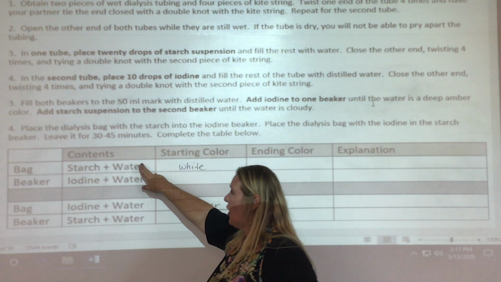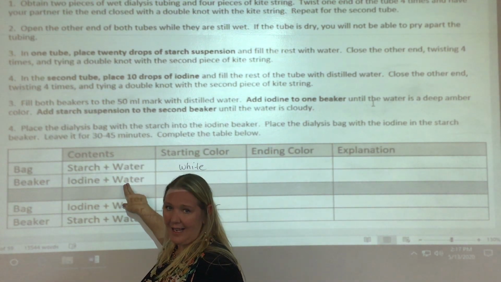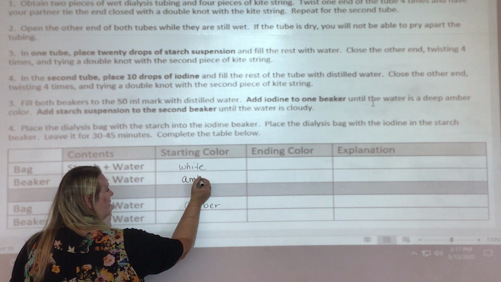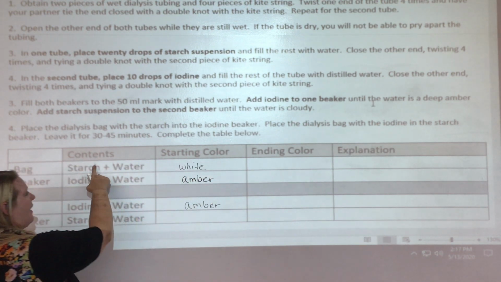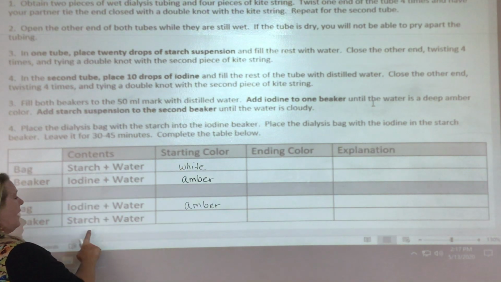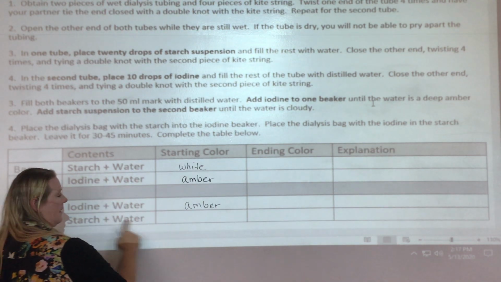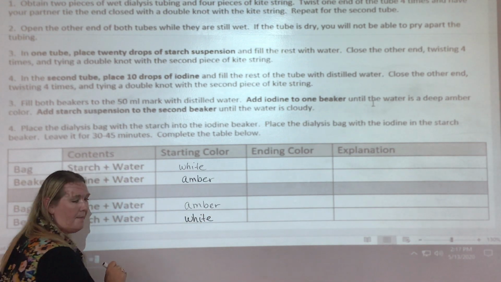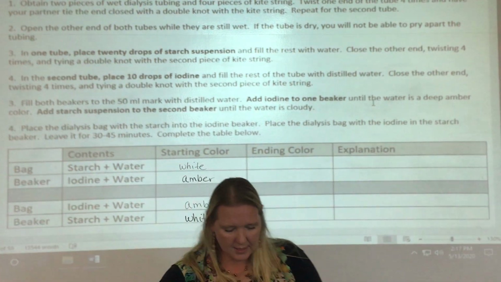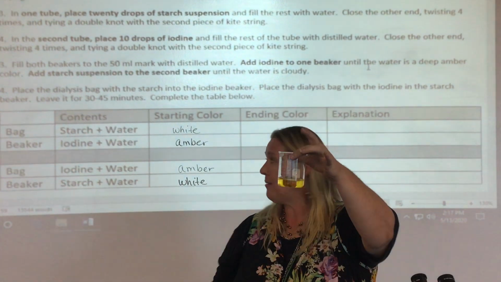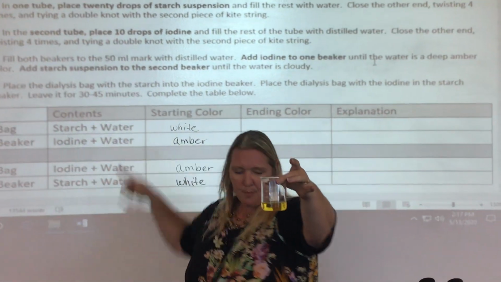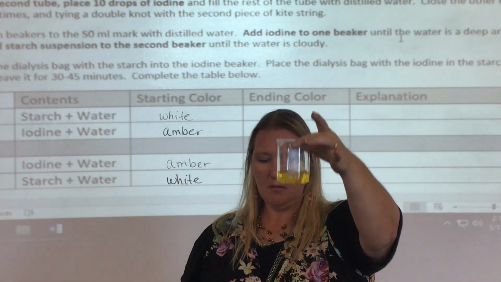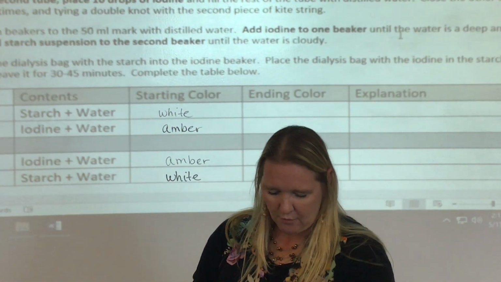And so with the starch bag, we want the iodine beaker, okay? So the iodine beaker is amber, okay? So we have starch and iodine in a reaction, and then we're gonna have iodine in the bag and starch in the beaker, okay? So we will put those together. So I have the iodine beaker and the starch bag, and I would put that in, okay? Just put it in, and then we're gonna let that sit for 30, 45 minutes.